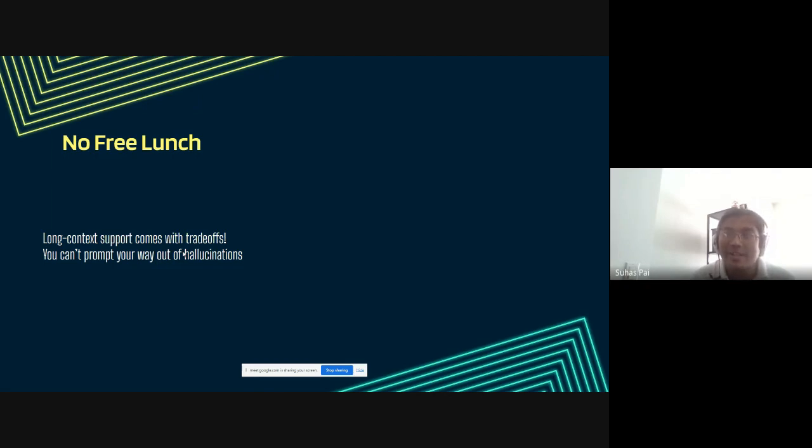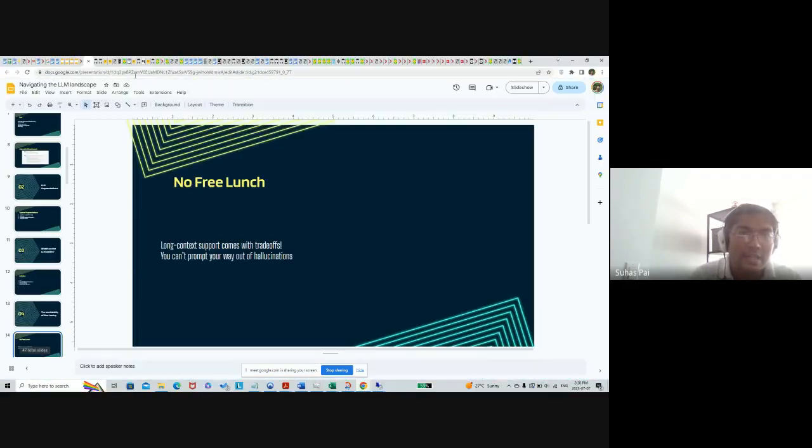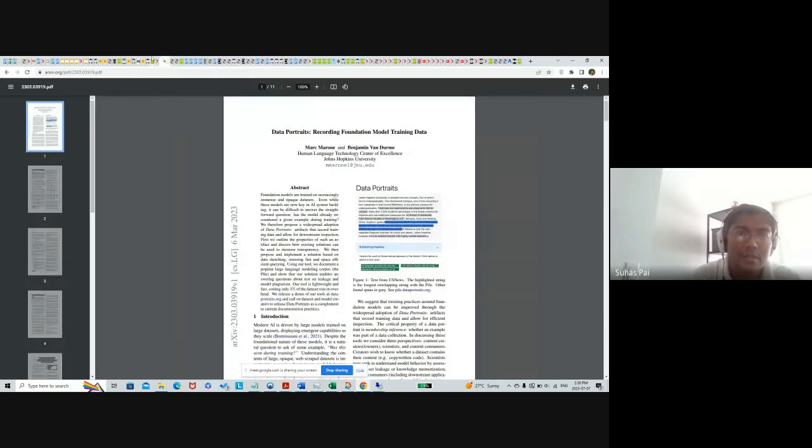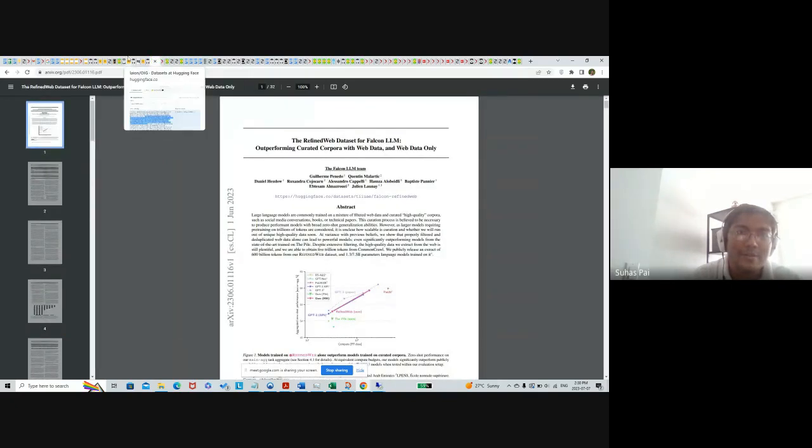You don't see that similar effect for encoder-decoder. I'm not sure if I have this on, but I can put it in the chat later on. I don't know if I have added this paper. Yeah, I think I haven't. But I can put it.